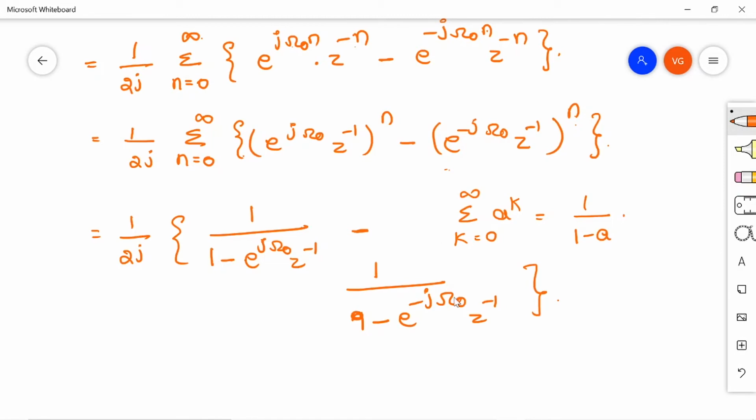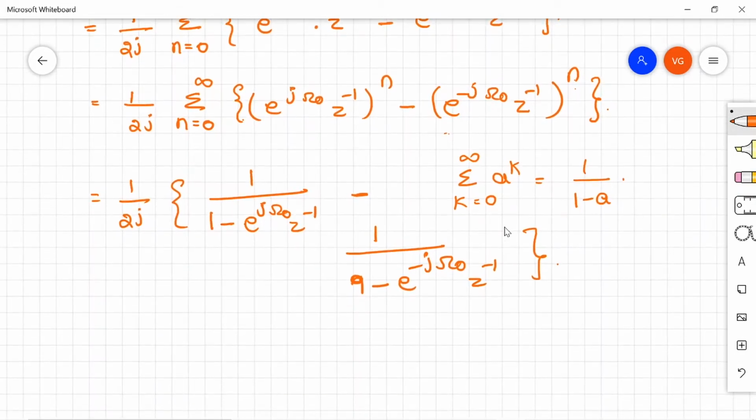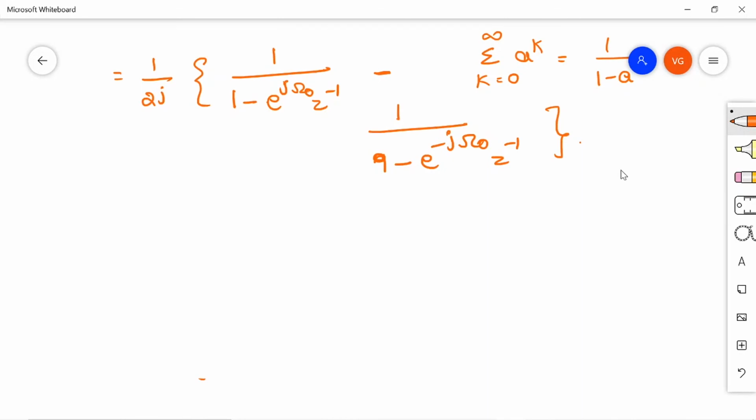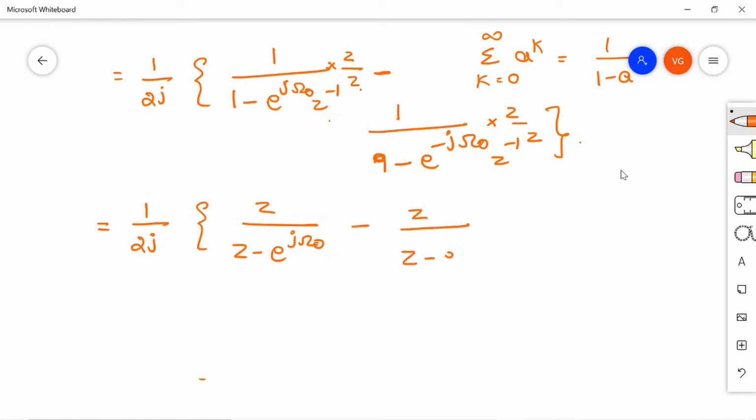So now to find the Z transform, you know that you have to write it up, right? If you do that, you will get it like this. To bring it into the regular form, I multiply and divide with z, both the numerator and denominator. So what we get is 1 by 2j, z by z minus e power j omega naught, since this z power minus 1 and z get cancelled, minus z by z minus e power minus j omega naught, right?